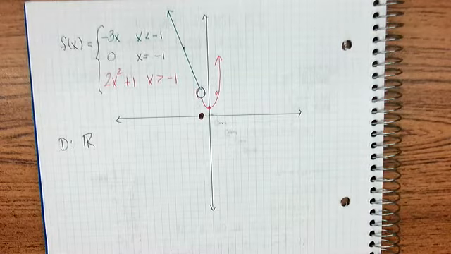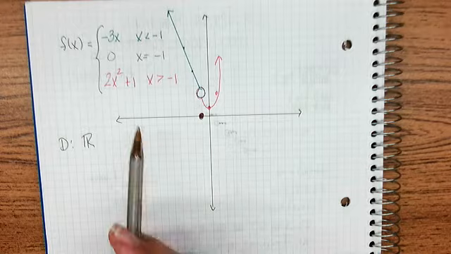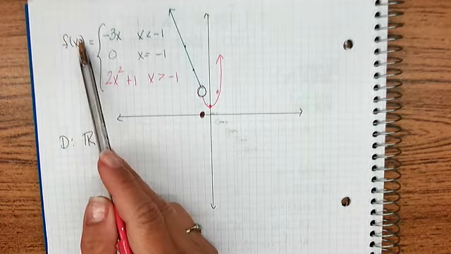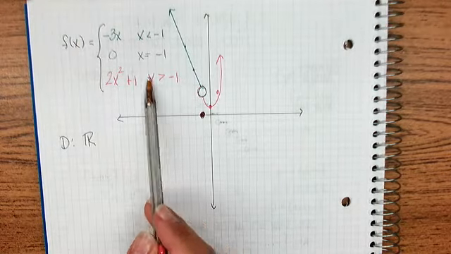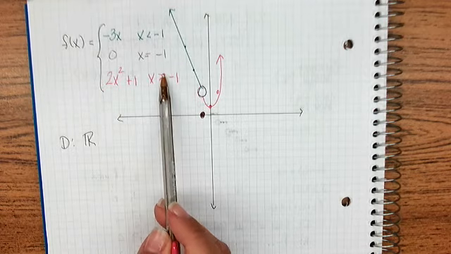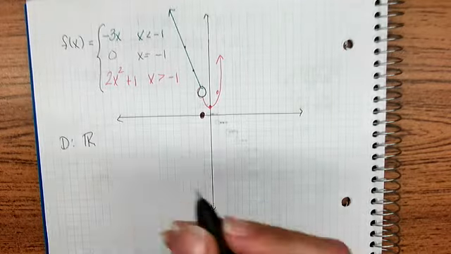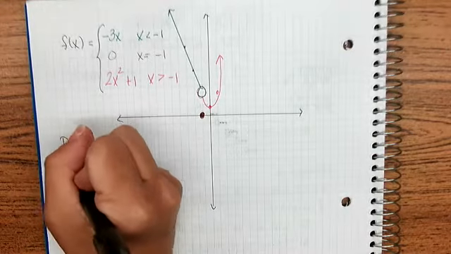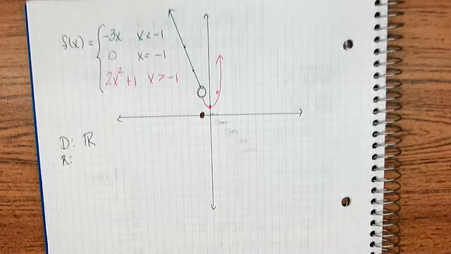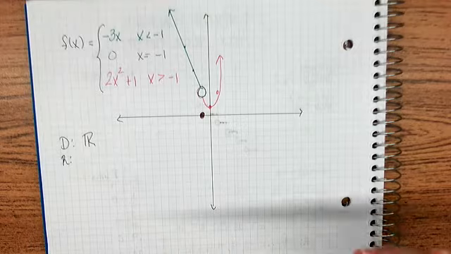Okay, this is a piecewise graph. I've drawn a piece of this line. I have drawn a piece of this parabola, and I have plotted that exact point. Let's find the range.